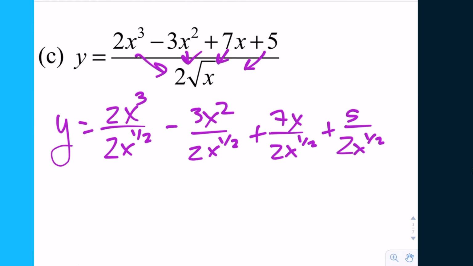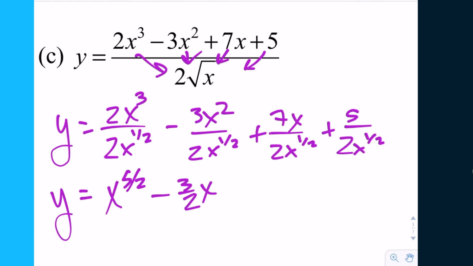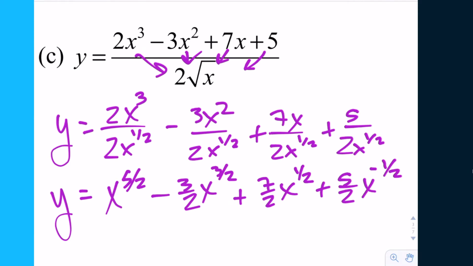Now notice I still called it y, and I am on the next line as well. Now I'm cleaning it up. The 2's divide out, and I'm left with x to the what? The rule says to subtract, right, when you're dividing. So 3 minus 1/2 is 5/2. Good. 3 is the same as 6/2. Minus, we have a 3/2 coefficient. x to the 2 minus 1/2 is 3/2. Plus 7/2 coefficient. x to the 1 minus 1/2 is 1/2. And then finally, plus 5/2, you either think it's x to the 0 in the top and subtract, or you just slide it to the top and call it x to the negative 1/2.